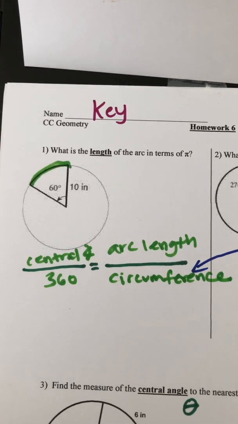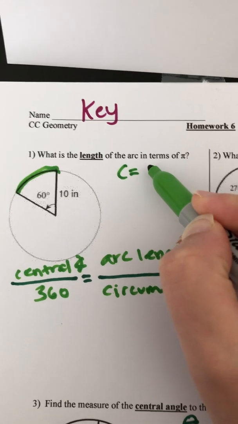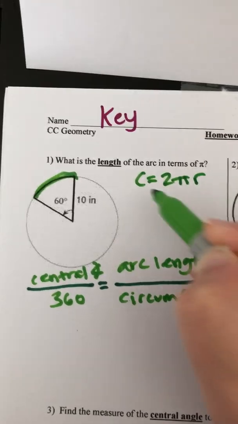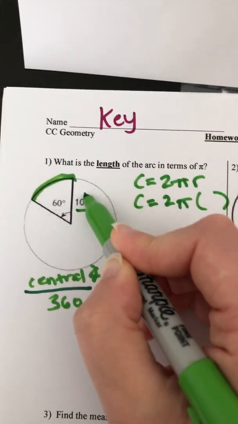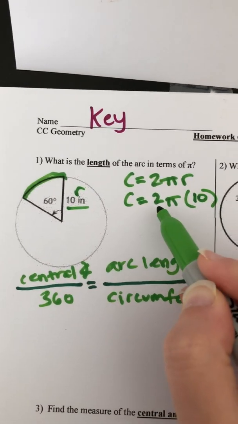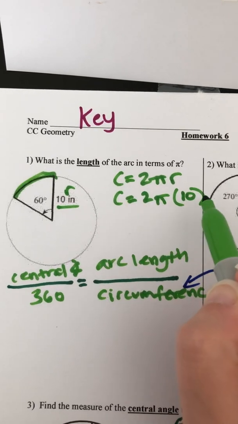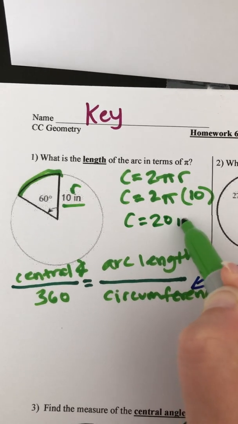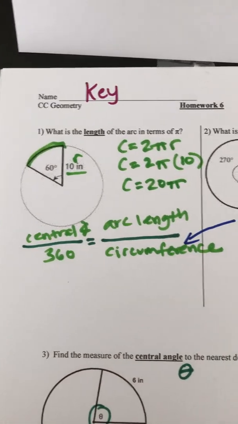That also means we need to find the circle's circumference. So I'm going to use this little space up here to carefully write that the circumference is equal to 2 pi r. Well, the radius r is 10. We should leave the pi in the answer, so just multiply 2 times 10 is 20 pi. And that way we know the whole circumference is 20 pi.